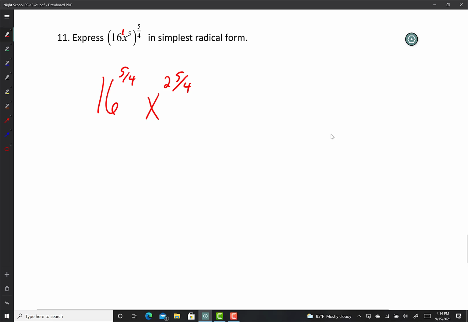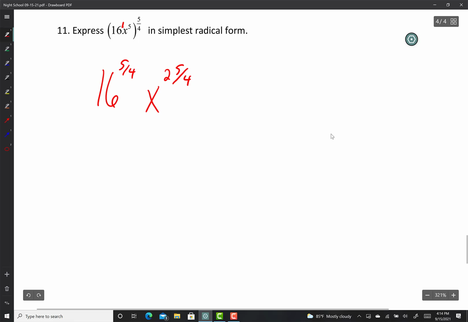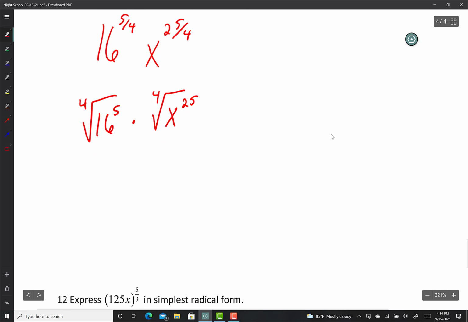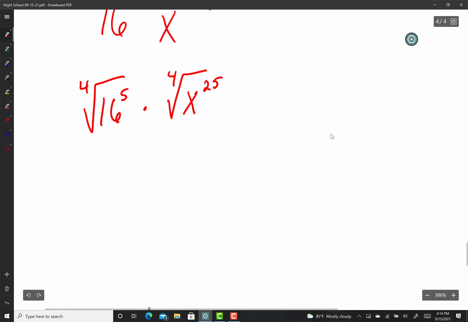Are we still okay? And then I'm just going to apply my rules. So let's see. The 4th root of 16 to the 5th times the 4th root of x to the 25. Yes, I could have done it all in one radical, or all in one 4th root, but I decided to separate it. Are we okay so far, guys? All right, here we go. I'm going to use my rules.